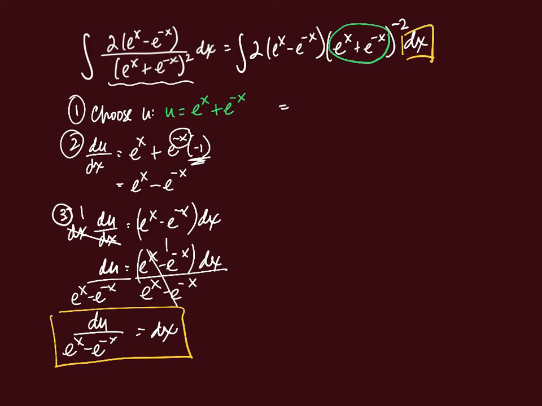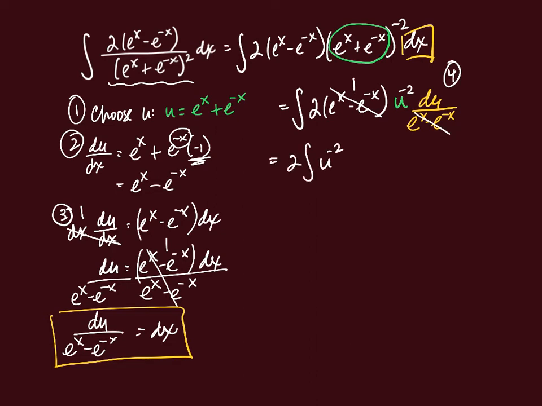Again, anything that doesn't have a circle or a square around it or highlighted, if you're using colored highlighters, stays. And then anything that does have a circle or a square around it gets replaced. And I can't forget my negative 2 there. And simplify. So this was step 4, which is substitute and simplify. So I have an e to the x minus e to the negative x in a numerator and 1 in the denominator, so that makes a 1. So this is 2 u to the negative second du when all the dust settles.